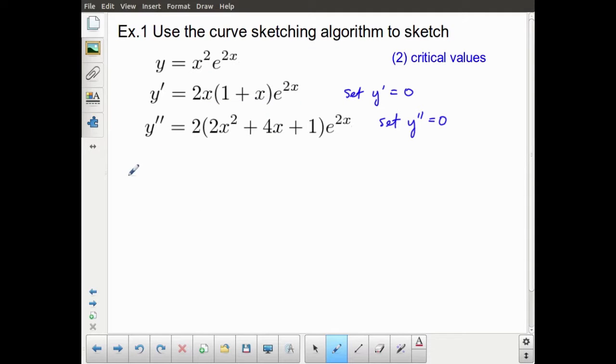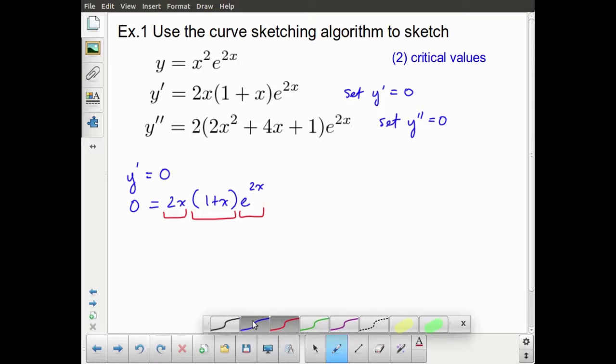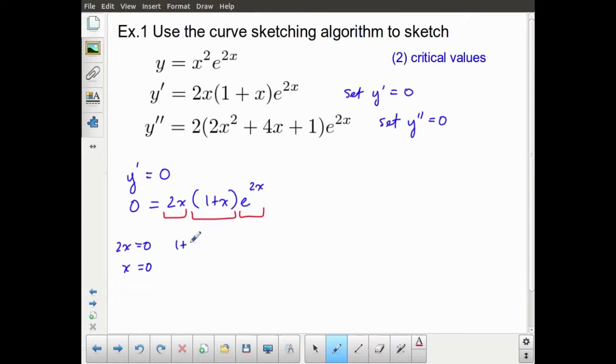So let's go ahead and do the first one. So y prime equal to 0, which means 0 is equal to 2x times 1 plus x e to the 2x. And that can only happen if one of these three factors is equal to 0. So we end up with 2x equals 0, which is of course the same as x equals 0. I didn't even need to write that out. I end up with 1 plus x equals 0, which means x is equal to -1.